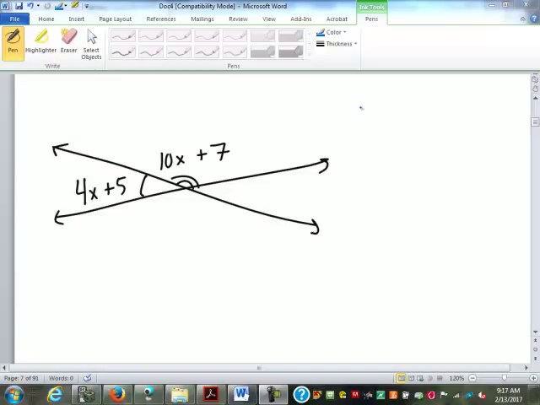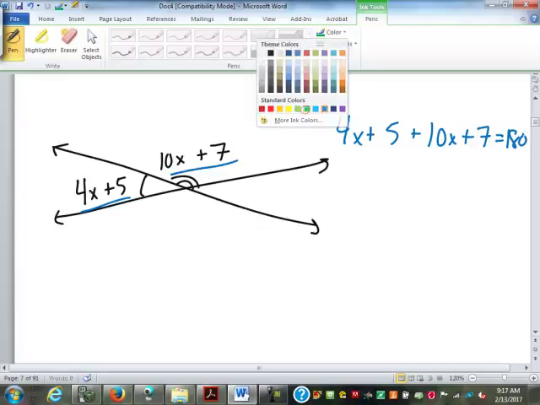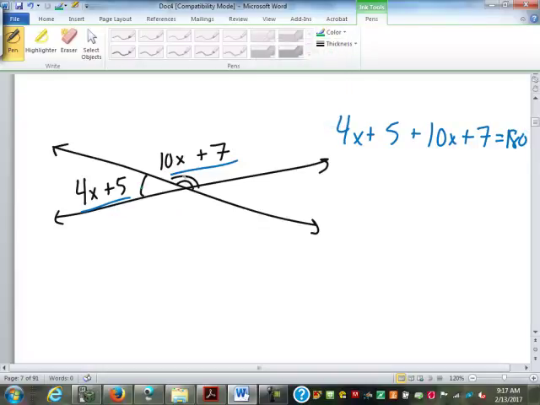Okay, so let's see how you're doing so far on this. What's the relationship between these two angles? They have to add up to 180. So 4x plus 5 plus 10x plus 7 has to add up to 180 degrees. Same picture as that last problem, but we chose two different angles, so it's a different relationship. So what's next?